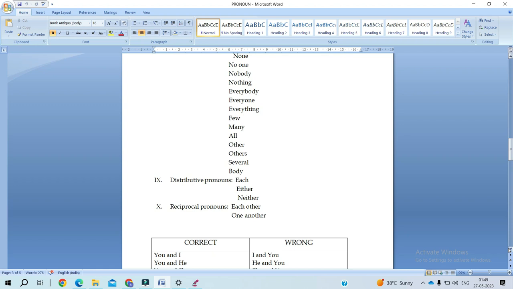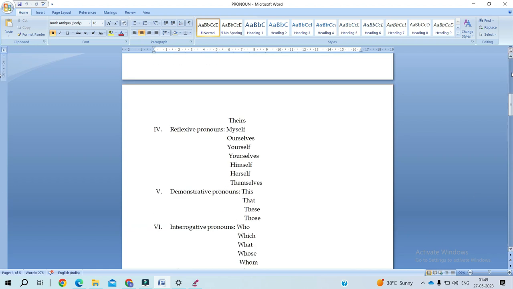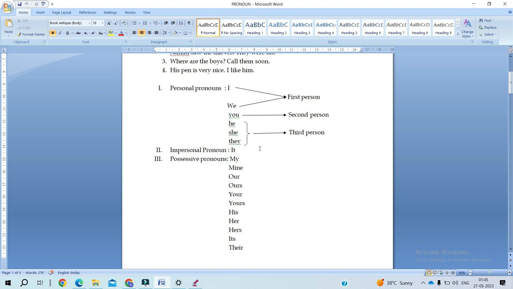So, first of all, we see what we use in actual tenses. We use only personal pronouns in tenses. What are personal pronouns? We go with personal pronouns in depth: I, we, you, he, she, they. So I and we are the first person, and you are the second person, and he, she, they are the third persons.